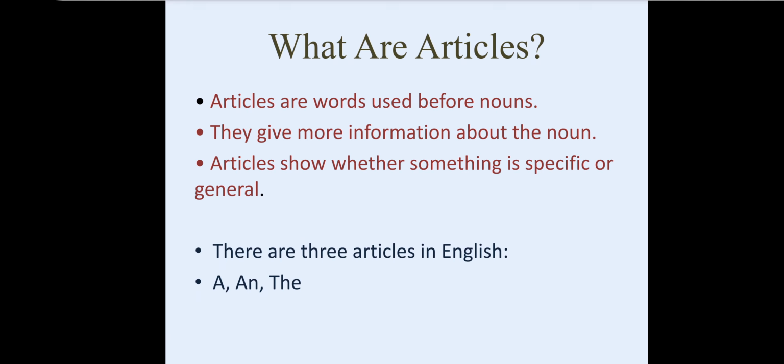So what are articles? As we have already studied, articles are words which are used before nouns. They give more information about the nouns. Articles show whether something is specific or general. As we said, they give more information about the noun. Therefore, these articles are also called determiners. There are only three articles in English: a, an, and the.